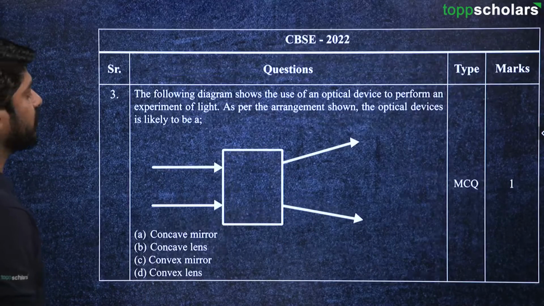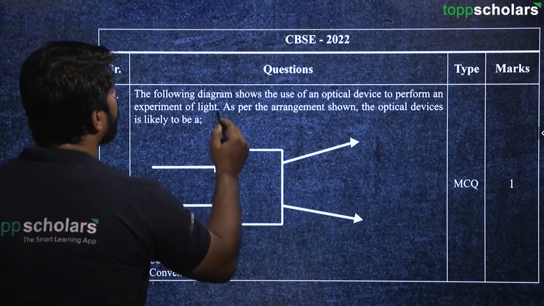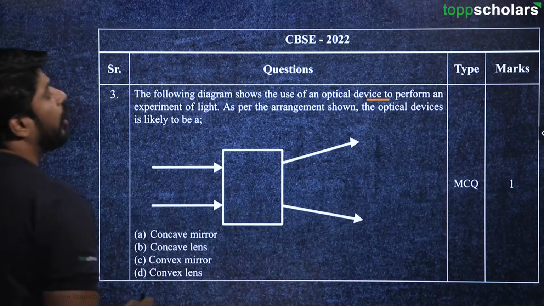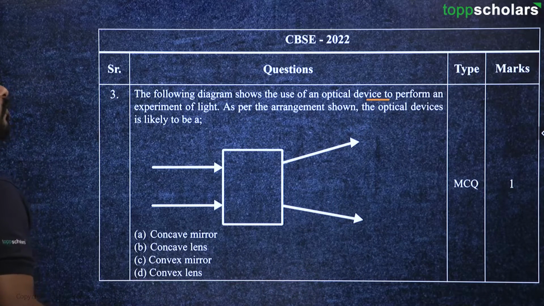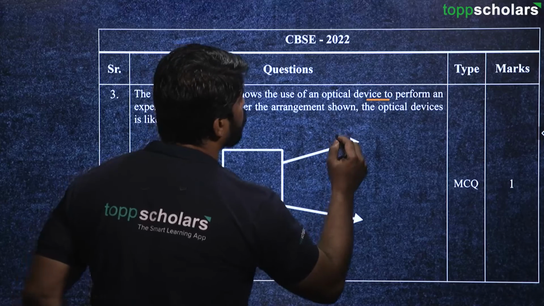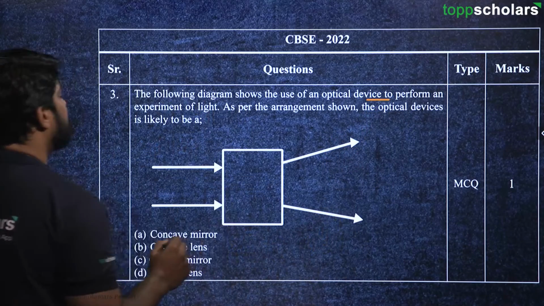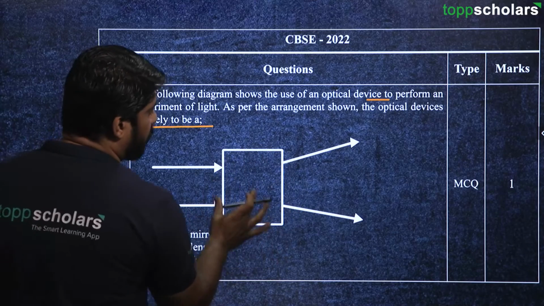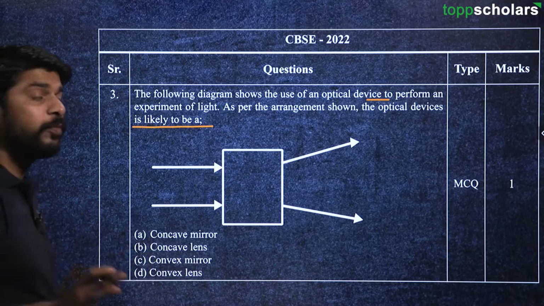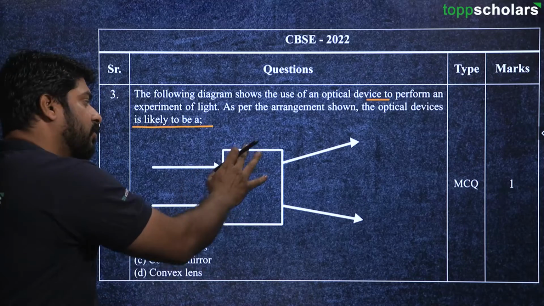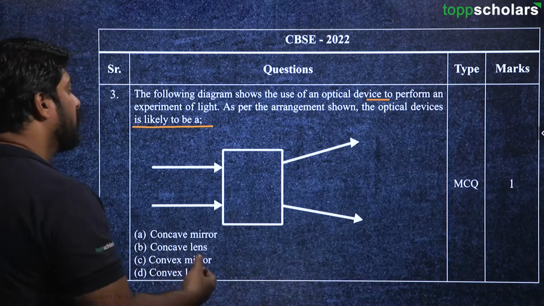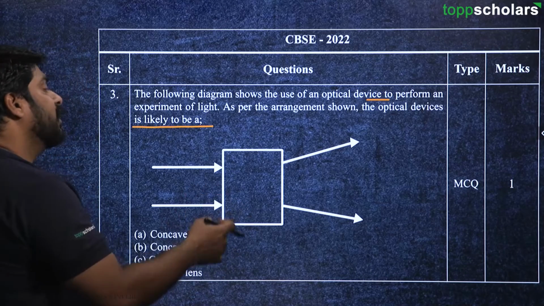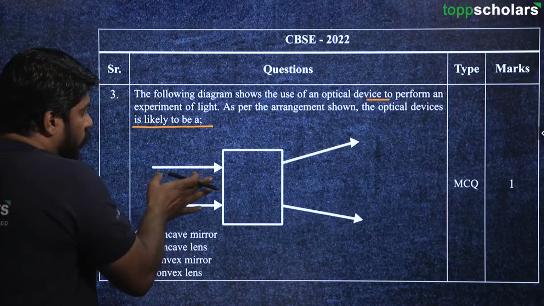Moving on to the next question. The following diagram shows the use of an optical device to perform an experiment of light. As per the arrangement shown, the optical device is likely to be what? So here is some optical device. We don't know what kind of optical device it is. It may be some mirror, it may be some lens, whatever it may be. We have to find out what exactly it is, depending on what is shown here.